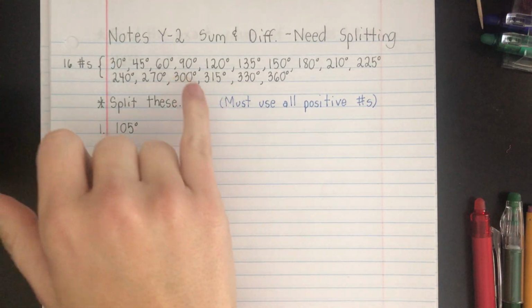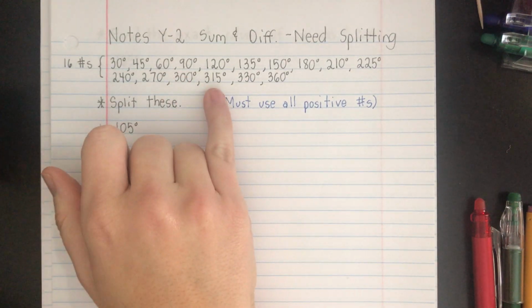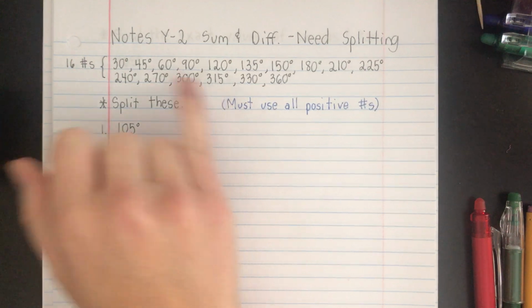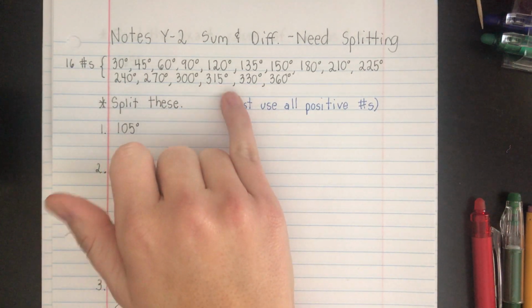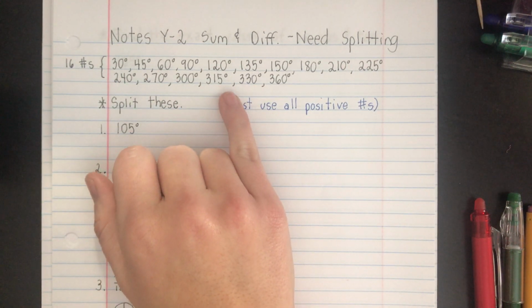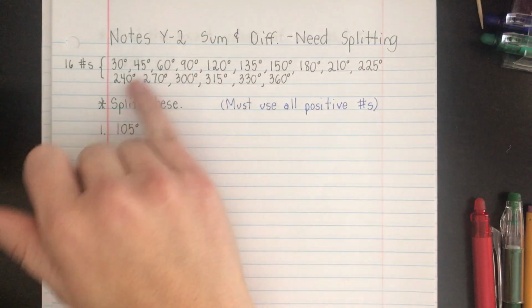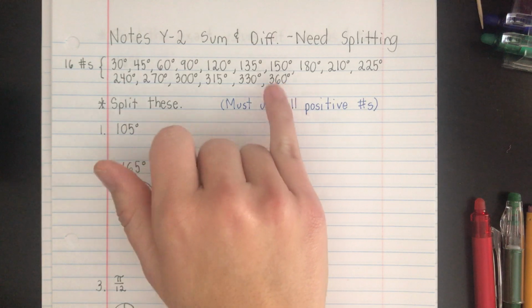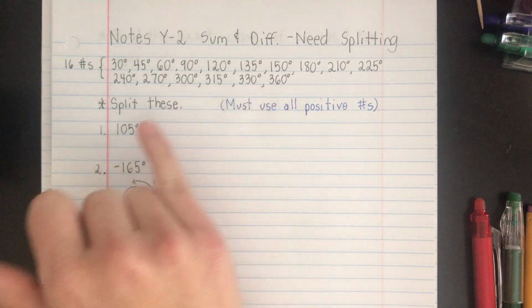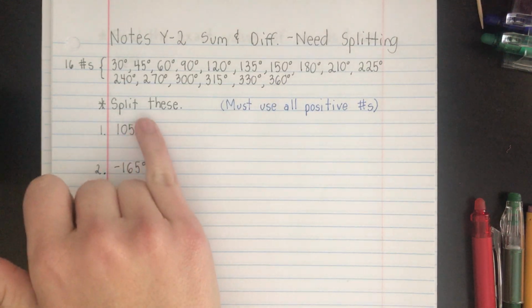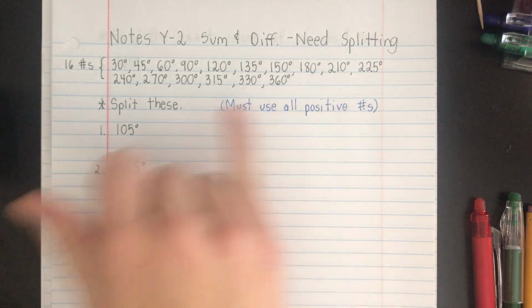So what I want you to know is that on the unit circle, you have 16 degree positions that you have memorized, and these are all of them listed. So keep these in mind as you're splitting. Given the angle, split these, you must use all positive numbers.